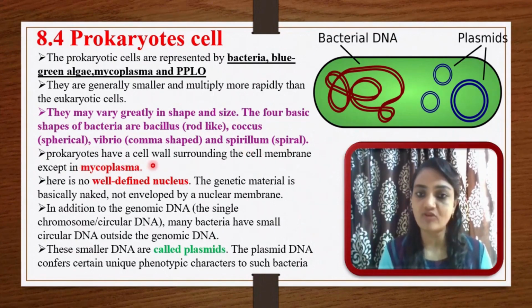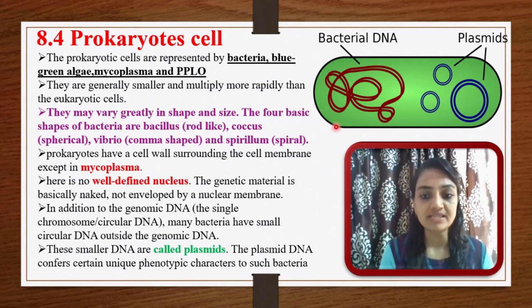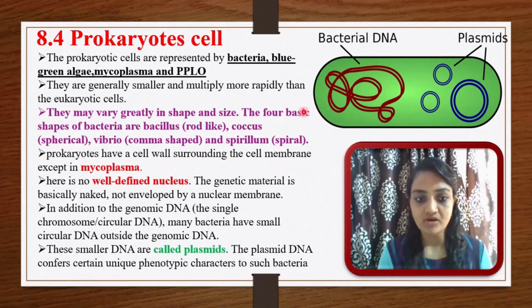Prokaryotes have a cell wall surrounding the cell membrane. Suppose this is a typical prokaryotic cell. Surrounding this cell, the outermost layer will be the cell wall. Except in mycoplasma, where it is not present. That means in mycoplasma, the cell wall is absent.